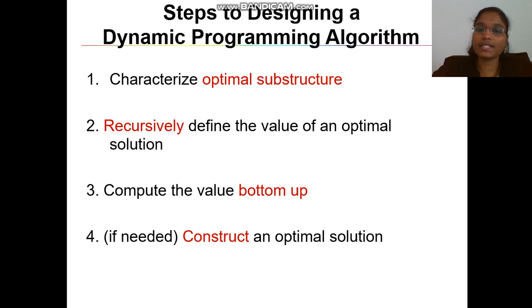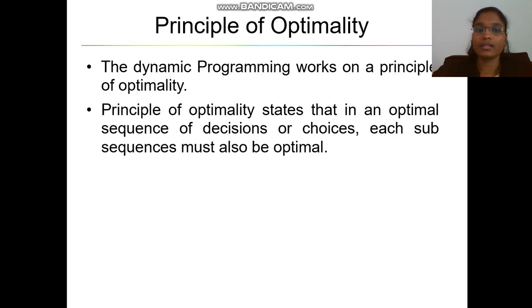Now what are the steps to design a dynamic programming algorithm? There are mainly 4 steps. The first one is to identify or characterize the optimal substructure. Then we have to recursively define the value of an optimal solution, and then compute the value bottom up, and then, if needed, we can construct an optimal solution. Dynamic programming works on the principle of optimality. This principle states that in an optimal sequence of decisions or choices, each subsequence must also be optimal.